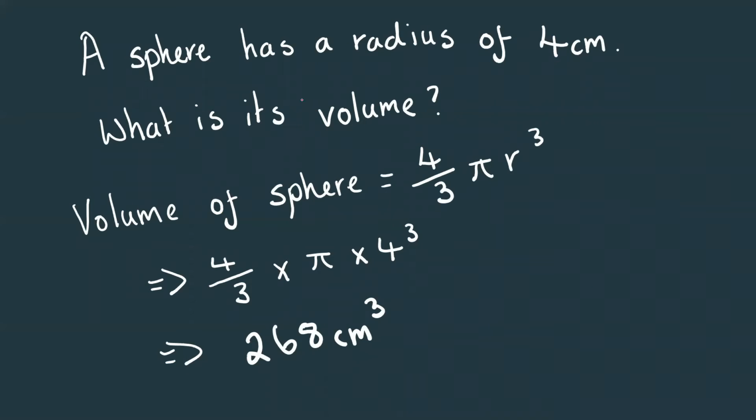Sphere this time. A sphere has a radius of 4 centimeters, like a ball, probably about the size of a cricket ball. What is its volume? So the volume of a sphere is 4/3 pi r cubed. Doing one thing at a time, 4/3 is a number you put into your calculator, times pi, also on your calculator, times 4 cubed. We'd get 268 centimeters cubed.